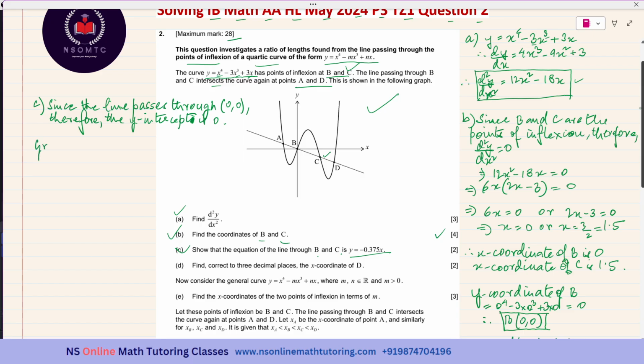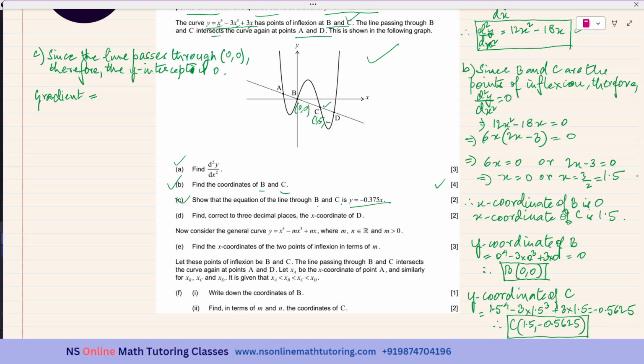We need the gradient and the y-intercept. y equals mx plus c, where m is the gradient and c is the y-intercept. So the gradient will be y2 minus y1 over x2 minus x1. Let me write the coordinates. This is (0, 0) and this is (1.5, negative 0.5625). Let B be (x1, y1) and C be (x2, y2).